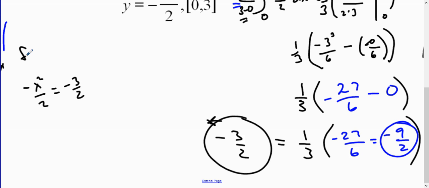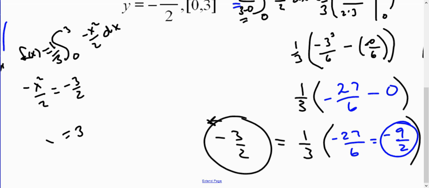We're going to take our function and set that equal to the average value, the integral from 0 to 3 of negative x squared divided by 2 dx, divided by 3. So there's our function, there's our average value, and let's solve. Multiply both sides by negative 2, and I'll have 3 equals x squared. We're going to take the square root, giving plus or minus the square root of 3.